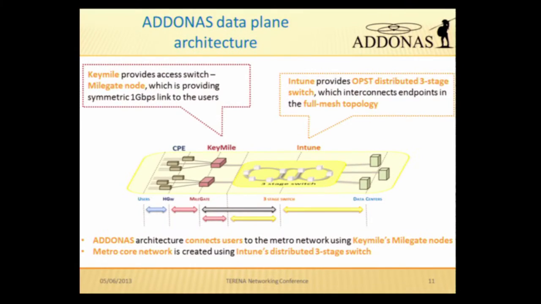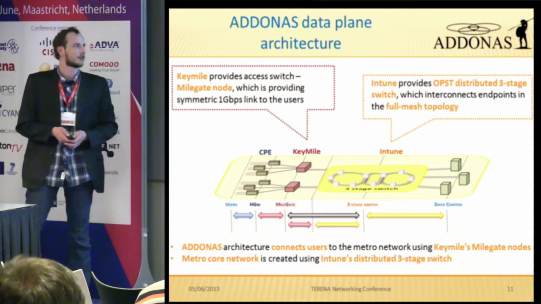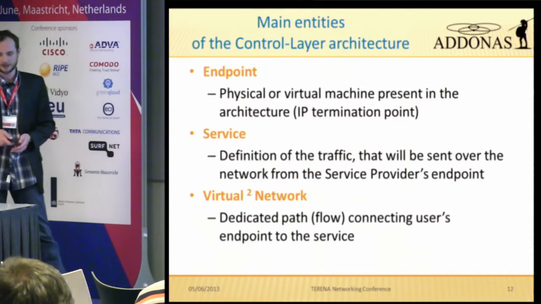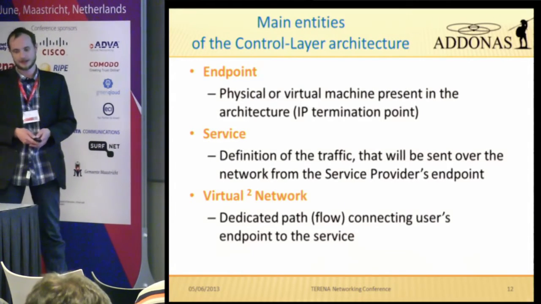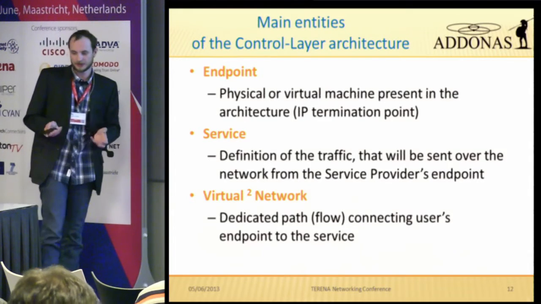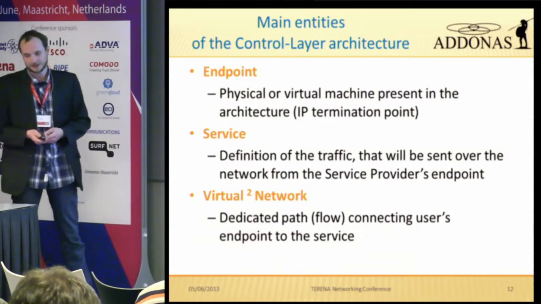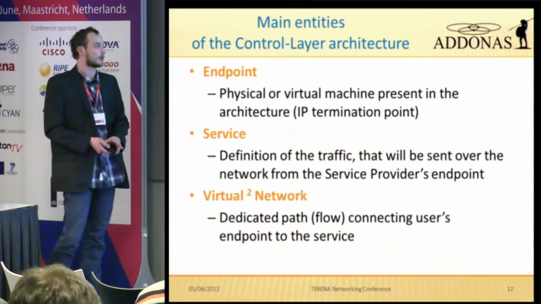Here is the data plane architecture in our project, in which we have, among others, partners Kima and Intune, who provide devices for our solution. Kima provides the access switch, which provides a symmetric 1 Gbps link to the user. And Intune provides the OPST distributed three-stage switch, which interconnects endpoints in a full mesh topology. The main entities of the control layer architecture, which I will describe later, are the endpoint, which is a physical or virtual termination point, the service, which is the definition of the traffic, and the virtual network, which is a dedicated path to the user.